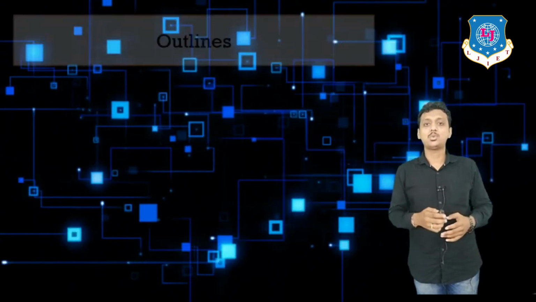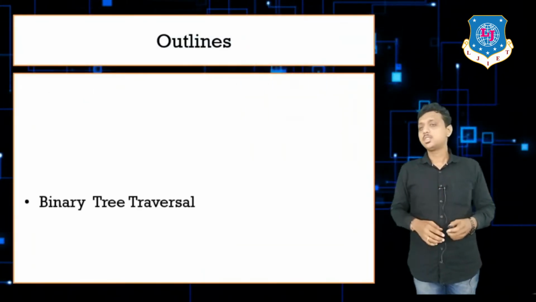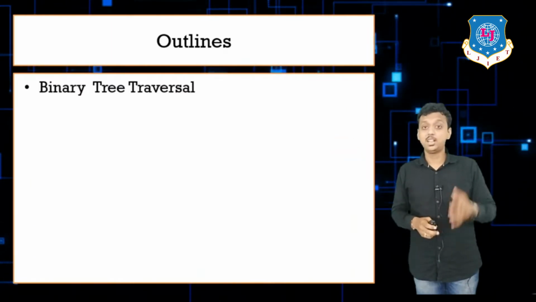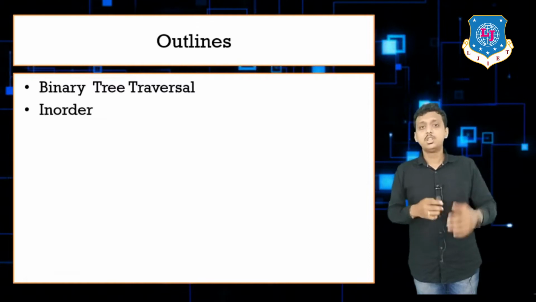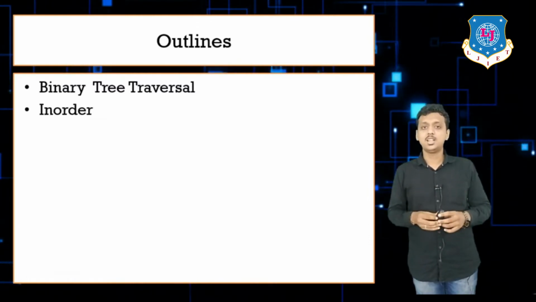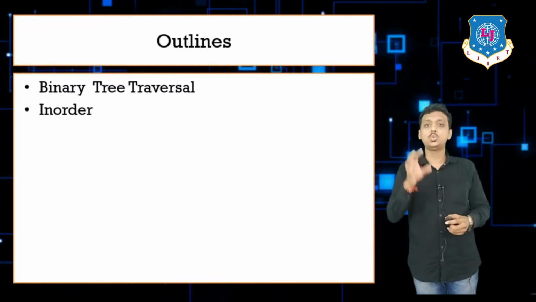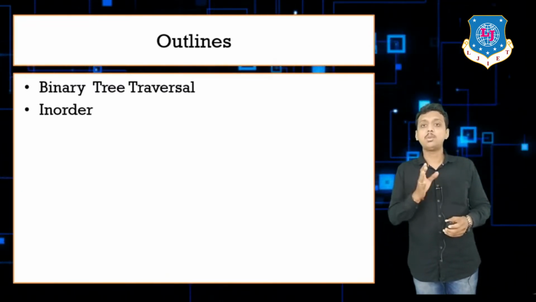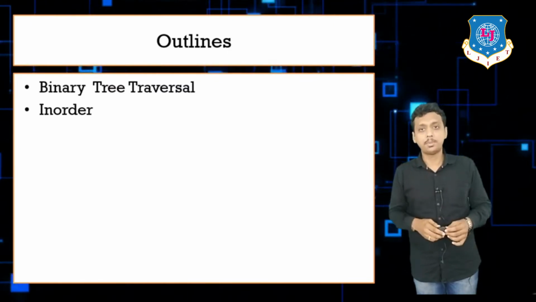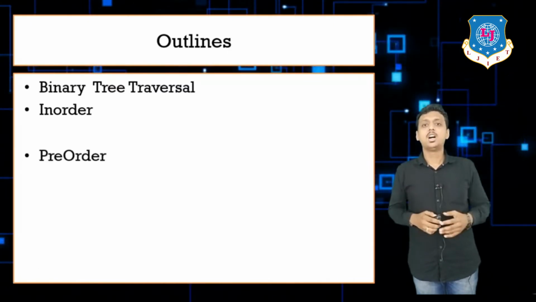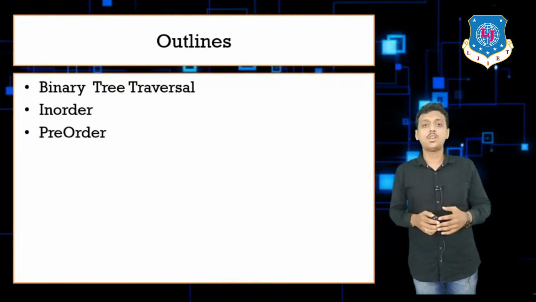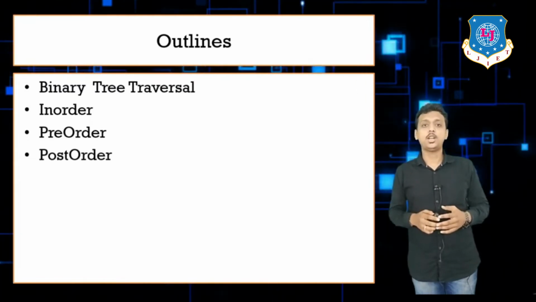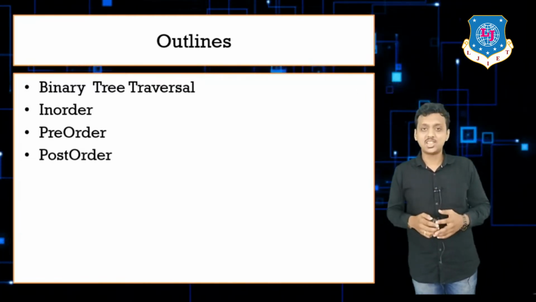So let's start with the outlines. First, today we need to understand what we mean by binary tree traversal. Then we'll talk about the in-order traversal, and I will show you one example of how you can write the traversal order in a binary tree when you are performing the in-order traversal operation. The other two traversals are pre-order and post-order. We will talk about pre-order and post-order in our upcoming lectures.